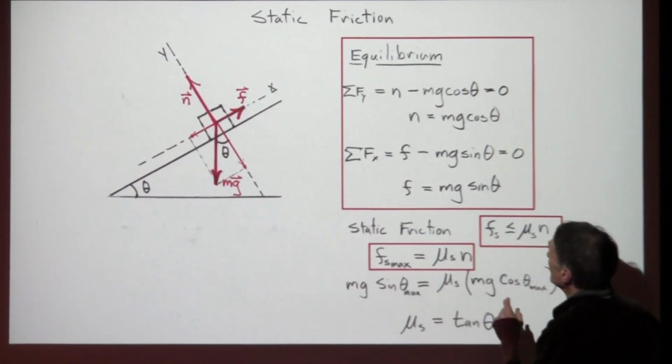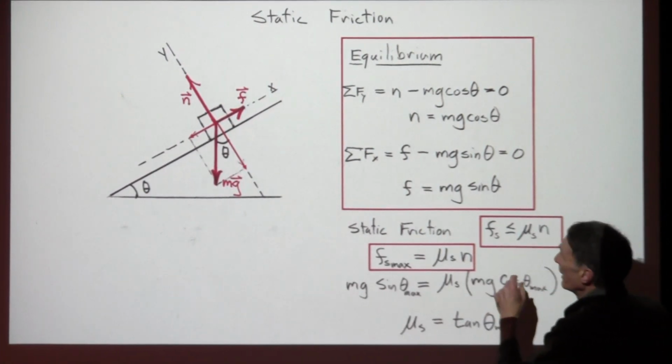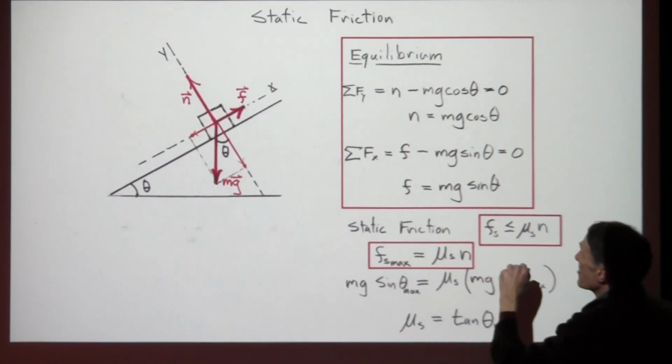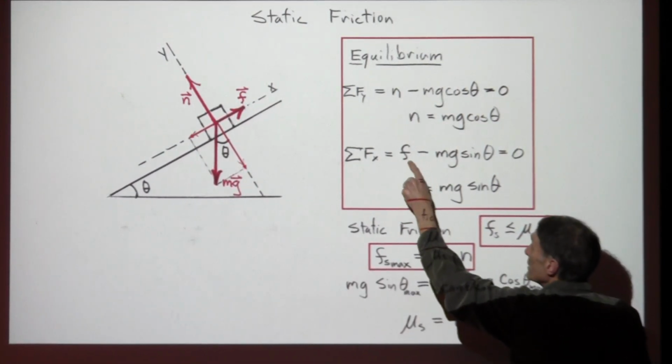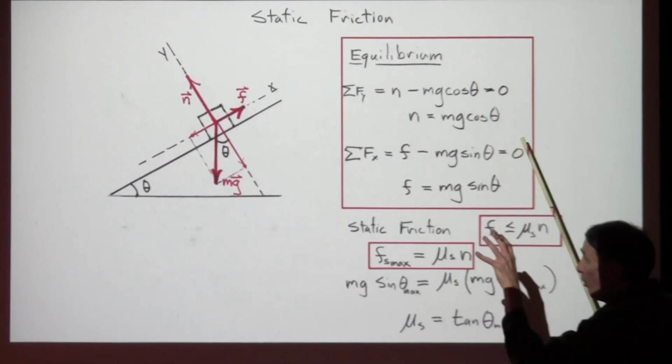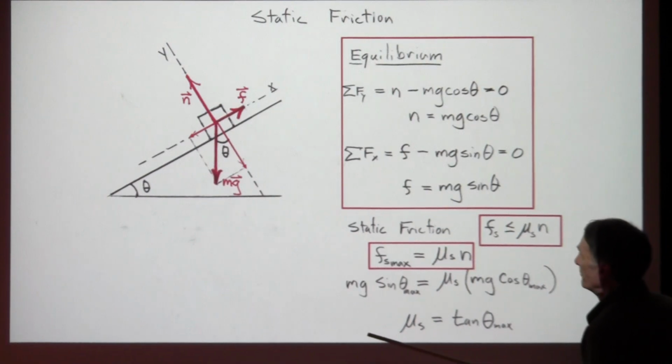So again, you need to be able to break these things up, and they can get a little tricky as we flip these triangles around. So in the x direction, that's force minus mg sine theta. That has to be 0. So this whole thing is still in equilibrium.